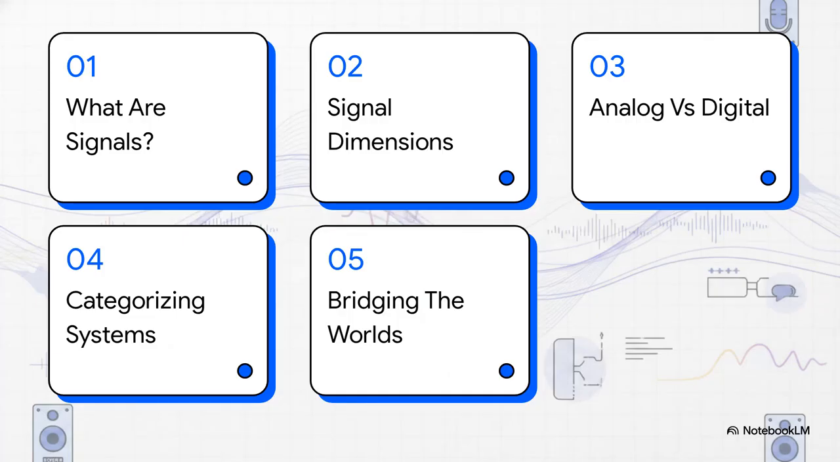Here's our roadmap for the explainer. We'll start with what signals actually are, look at their dimensions, compare analog versus digital, categorize processing systems, and finally, bridge the two worlds.